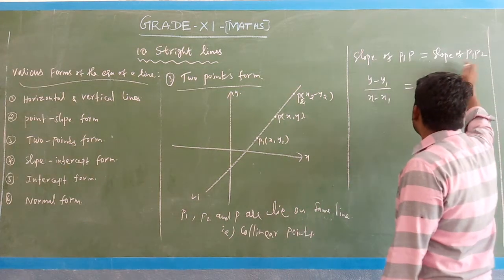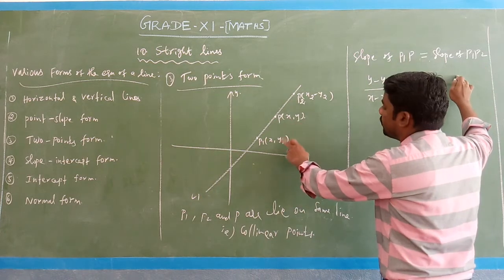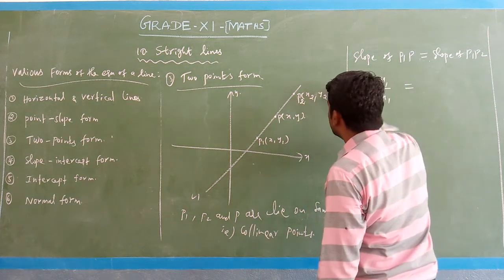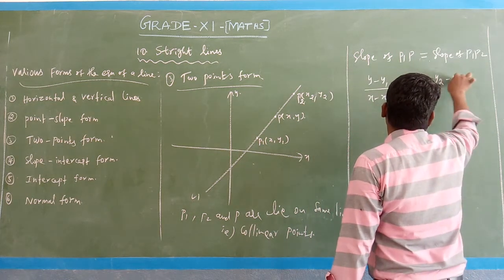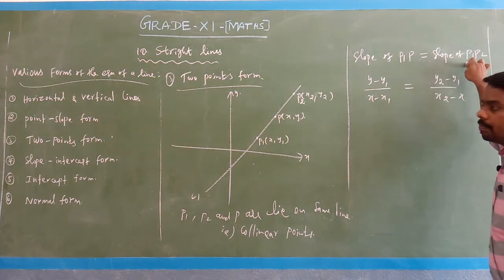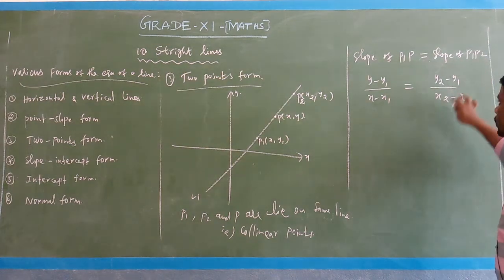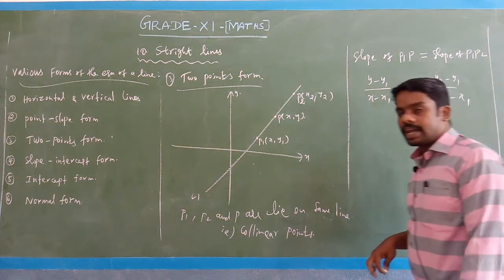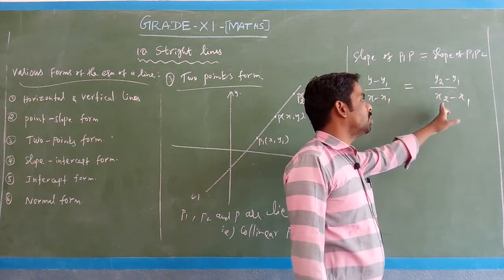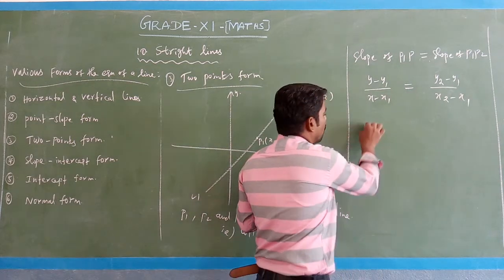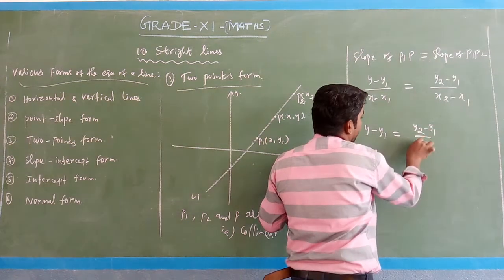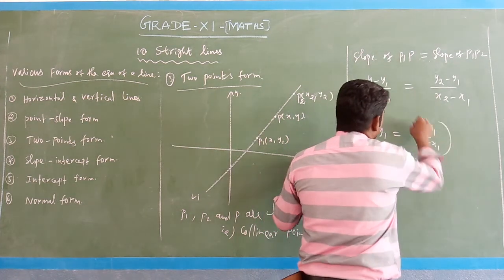Right, and the slope of P1P2, where P1 is x1, y1 and P2 is x2, y2, is y2 minus y1 divided by x2 minus x1. So y minus y1 divided by x minus x1 equals y2 minus y1 divided by x2 minus x1. So y minus y1 is equal to y2 minus y1 divided by x2 minus x1 times x minus x1.